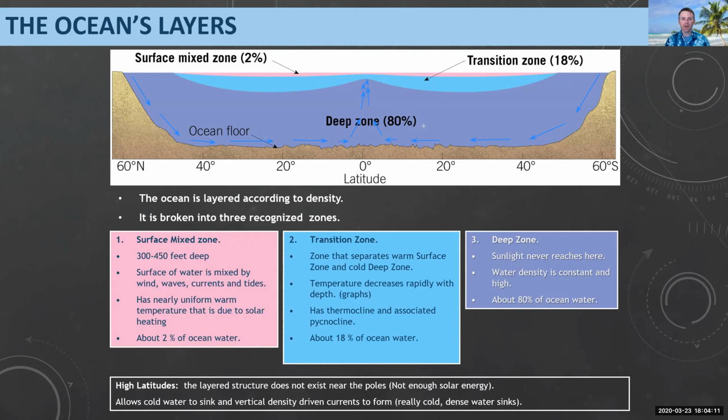So the deep zone makes up about 80% of the ocean, and the reason you have this little bulge right here is because you're getting this cold water pushed up at the equator from the poles. So it's kind of weird that if you go to the tropics, you don't have to go down as deep to hit the deep zone as you would, let's say, if you lived off the coast of San Francisco, to get through the surface and the transition zone. It's a lot thinner there because you have the big plume of cold water being pushed up. Of note, that layered structure does not exist near the poles.